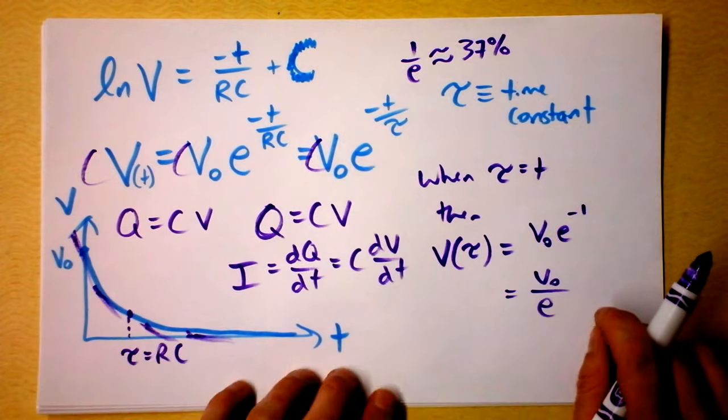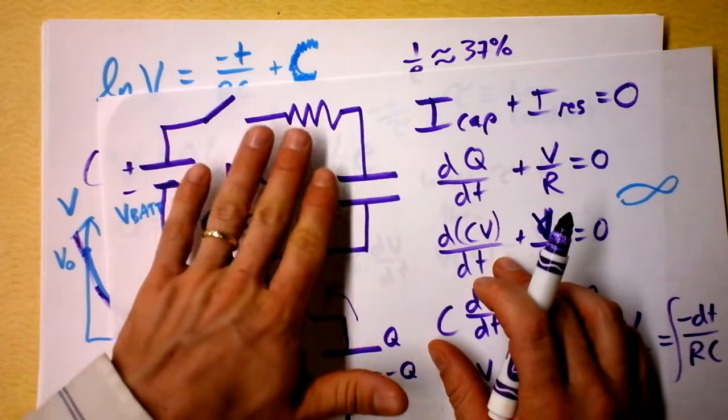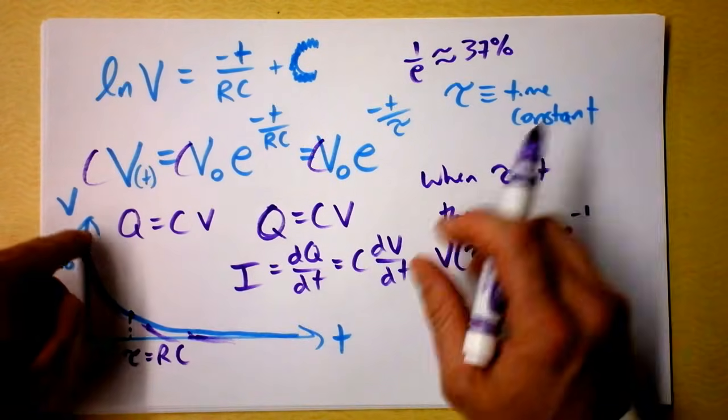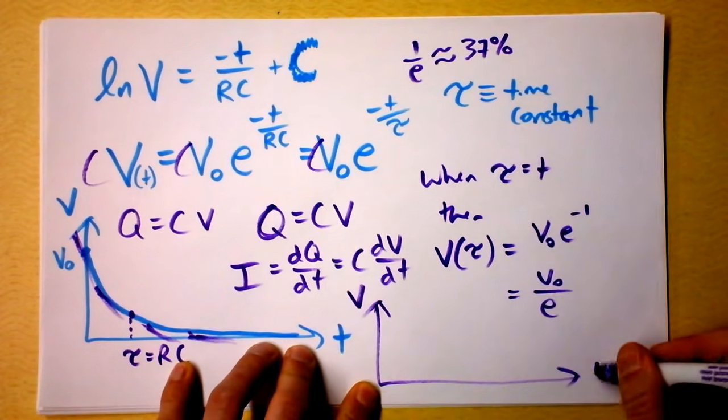Not only that, but I also want to point out that we could solve this situation right here. It's not so different in the charging. Instead of a graph that looks like that, if you're charging, you're graphing voltage as a function of time.